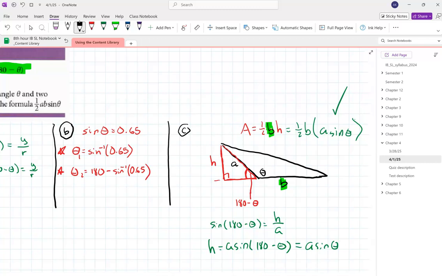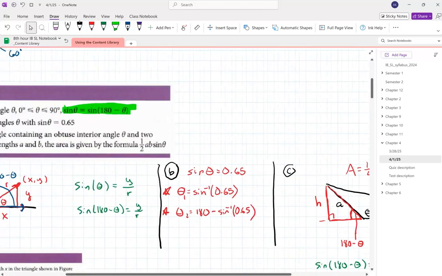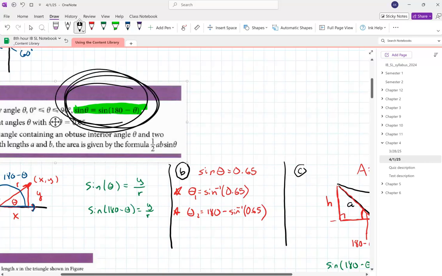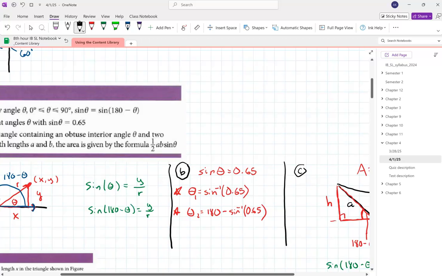You guys feel okay there? I'm still kind of confused. Why is A sine 180 minus theta just A sine theta? We proved it in part A. Remember? That sine of theta is equal to sine of 180 minus theta. So just use that again.